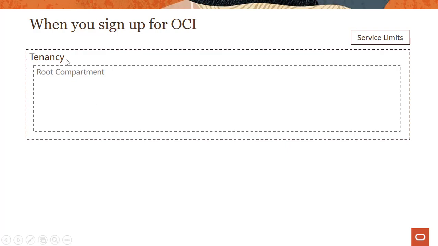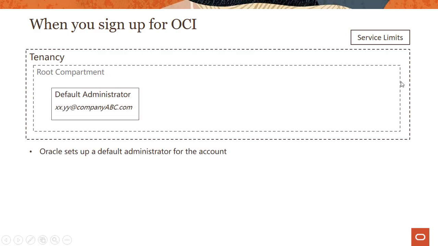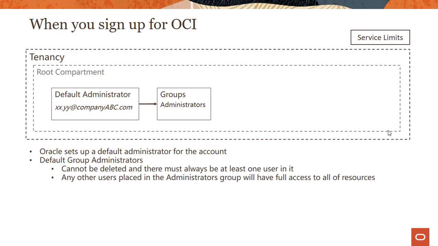So what happens when you sign up for Oracle Cloud Infrastructure for the first time? There is this concept of tenancy, which is nothing but your account. And you get this thing called a root compartment. Think about the root compartment as the parent compartment for all the other compartments you are going to create yourself. Root is something we create, and we also create a default administrator for the account. There's also a default group called administrators. You cannot delete this group, and there must be at least one user in it. You can add users and remove users, but at any given time it needs at least one user. It seems very logical.